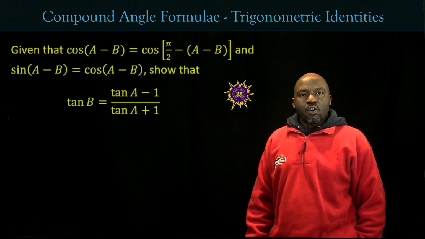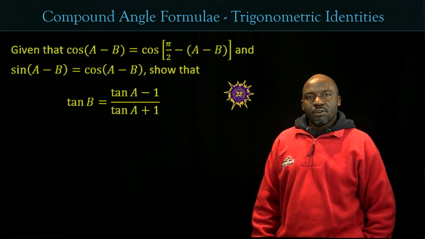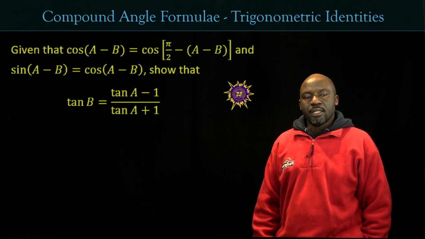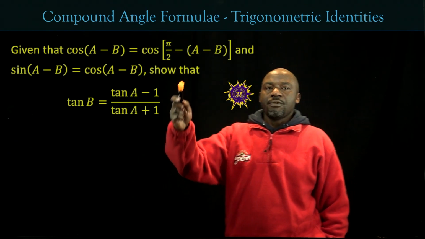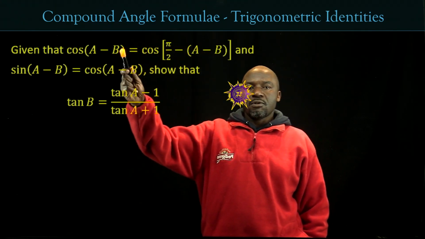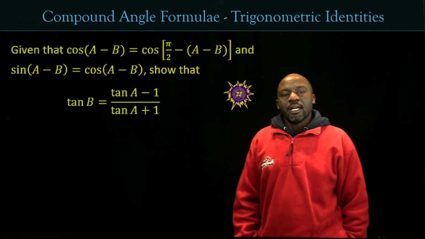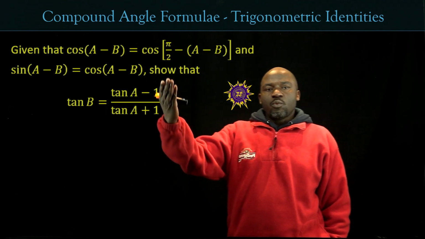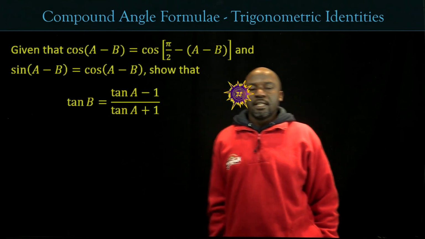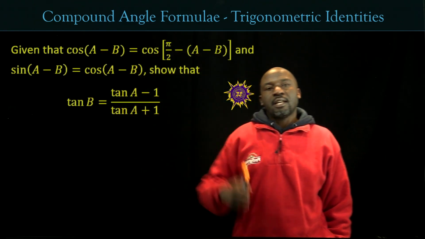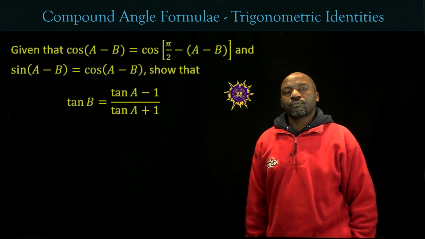Here's a question on compound angle formulae, basically trigonometry. You are given that cosine of (A minus B) is the same as cosine of (pi over 2 minus A minus B). This information is given just for us to know that the angles A and B are acute, so they are angles less than 90 degrees. Otherwise, we don't need it to show this. All we need is the second statement. The first statement just shows us that these angles are less than 90 degrees, okay?